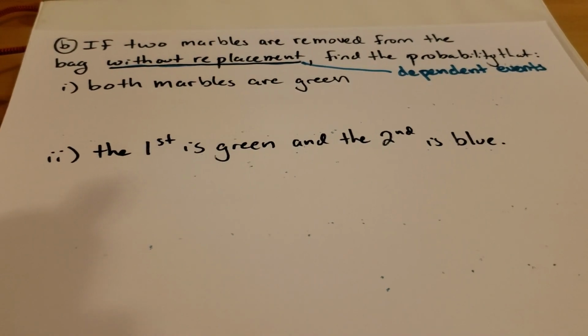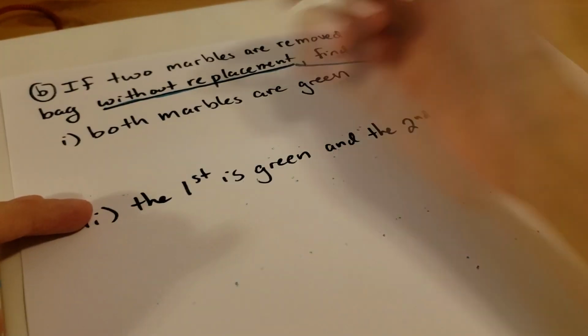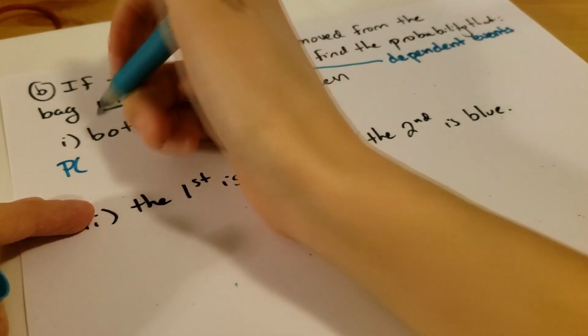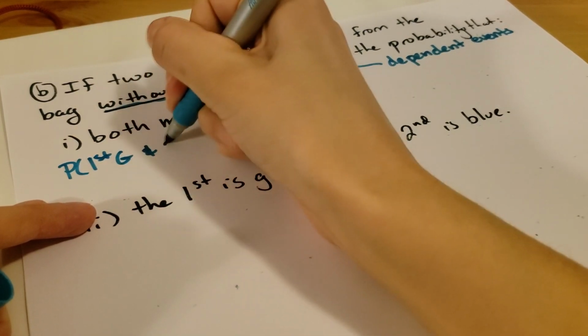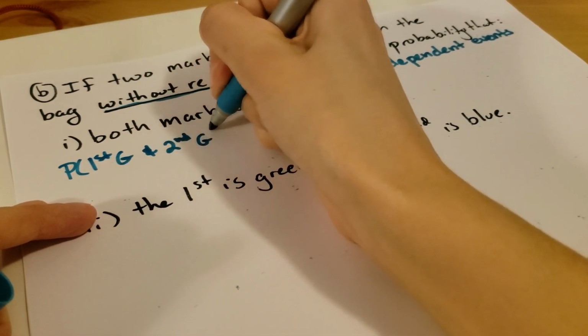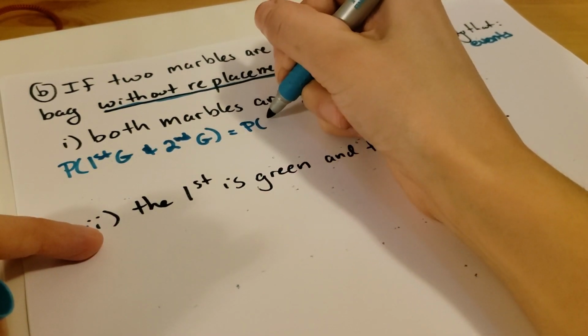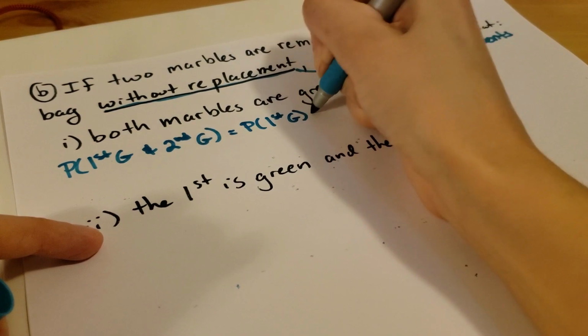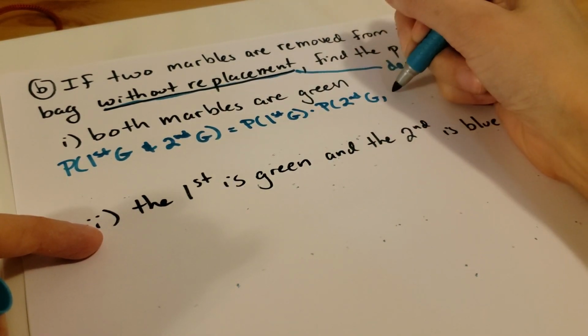Okay, so the probability that both marbles are green, the same thing that we wrote before, we're looking for the probability that the first and second are green. Which we can then rewrite as the probability of the first one being green times the probability that the second is green given the first is green.